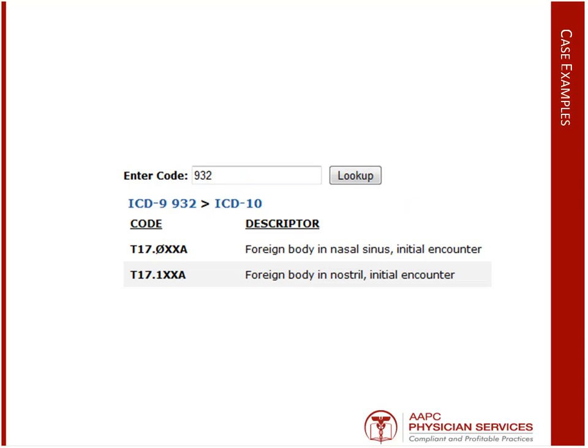Also, we're assuming it's the initial encounter that they're coming in for this raisin up the nose. So the 7th character extender would be an A in that case. But we would have to also verify that. So you can see also in the GEMS map here from 932 in ICD-9 to the T17s in ICD-10, and you can also see those dummy X's, those placeholder X's being used there too, because the A would have to be the 7th character.